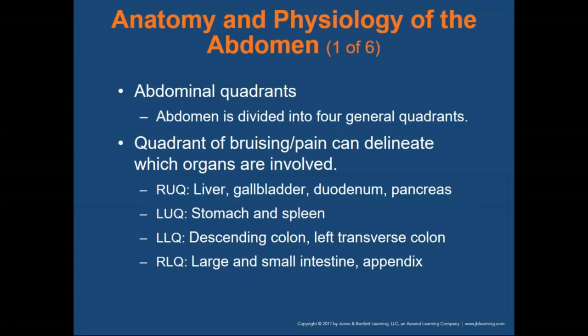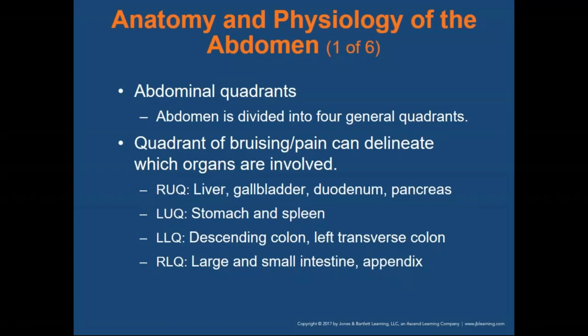Do they have a gunshot to the right upper quadrant? Were they kicked by a bull in the left lower quadrant? Were they kicked by a bull in the left upper quadrant? What is located in those areas? What are we going to have an index of suspicion as far as what organs are injured?